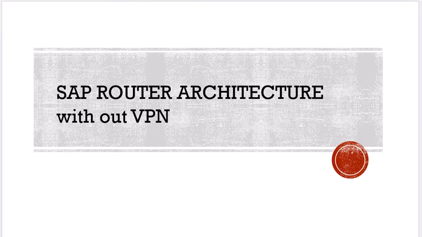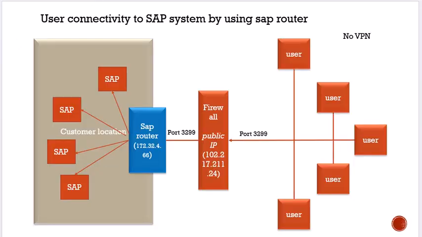So if you see here, user connectivity. We are going to talk about two scenarios: how a user will connect to our SAP system, and how SAP will connect to our SAP system. What do I mean by SAP connecting to our SAP systems? You have some issues, you have raised an SAP ticket, and SAP wants to connect to your SAP system. In this scenario, how will SAP connect to our SAP system? First, the user connectivity to the SAP system by using SAP router. How will that work here?